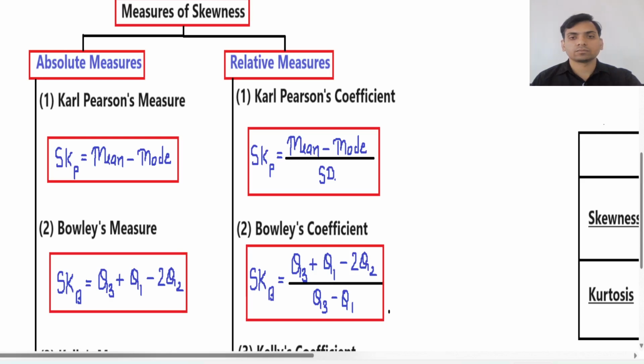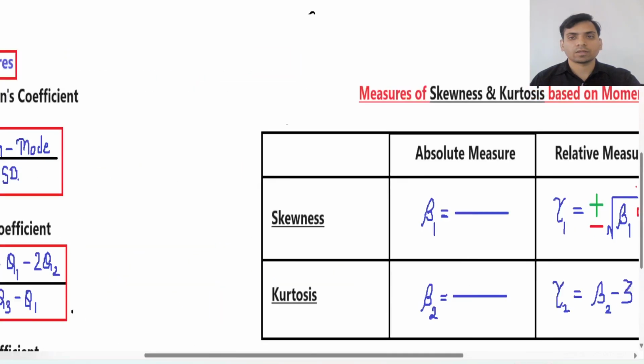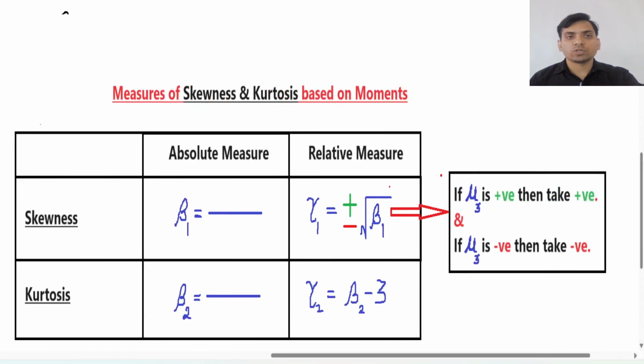Hello everyone. In this lecture, we will see measures of skewness and kurtosis based on moments. Skewness absolute measure is denoted by beta 1 and kurtosis absolute measure is denoted by beta 2, and their relative measures by gamma 1 and gamma 2. And all these are based on moments.